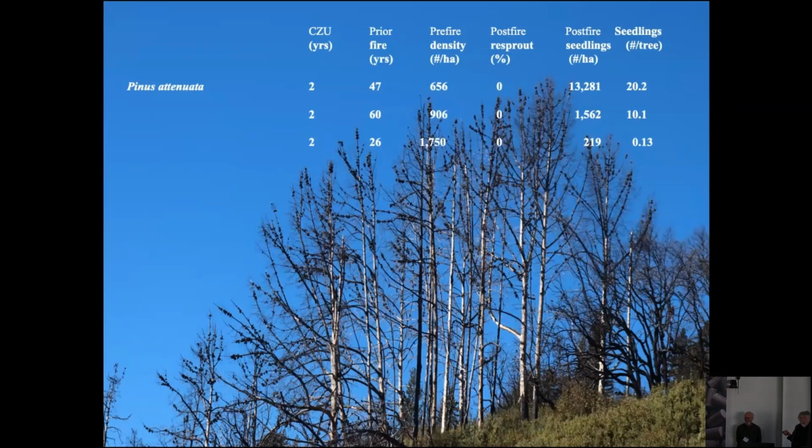We see the same thing in the CZU fire. This is an illustration of several knobcone pine stands in the CZU, different ages here, 47 down to 26. And we see in the 26-year-old stand, very little recruitment of the knobcone pine. In other words, it's threatened with replacement level.